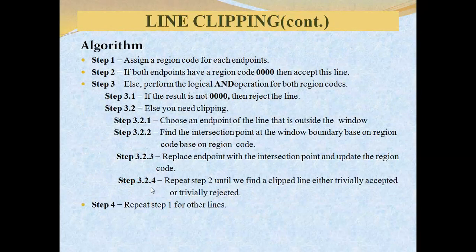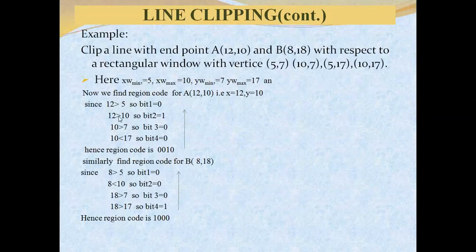So the bit 1 is 0, bit 2 is 1, bit 3 is 0, bit 4 is 0. That is the reason the region code is 0010. Similarly, we find the region code for B.